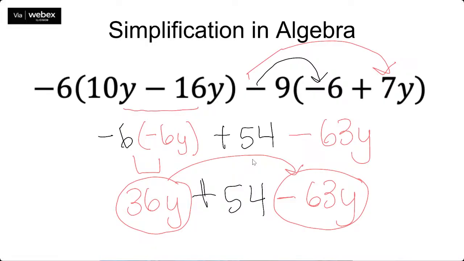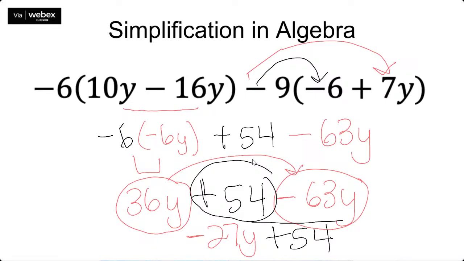So what is 36 minus 63? That is how we got that negative 27y. And then we just bring down our constant term plus 54. This becomes the answer. We're not solving for y, we're just trying to make it simple.